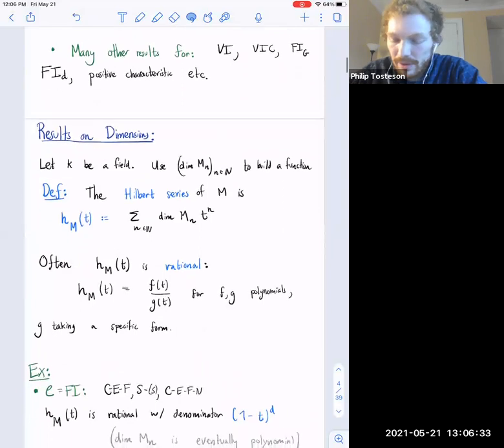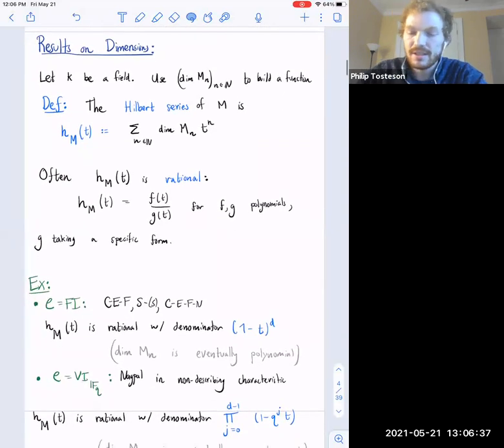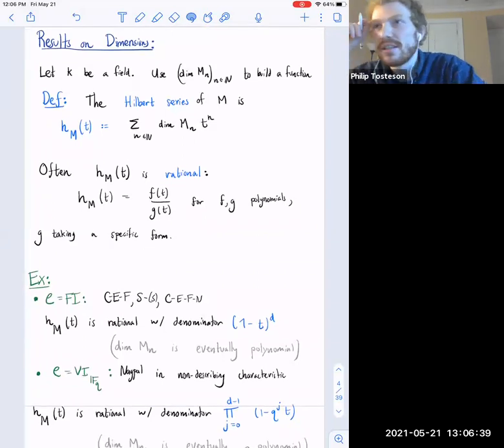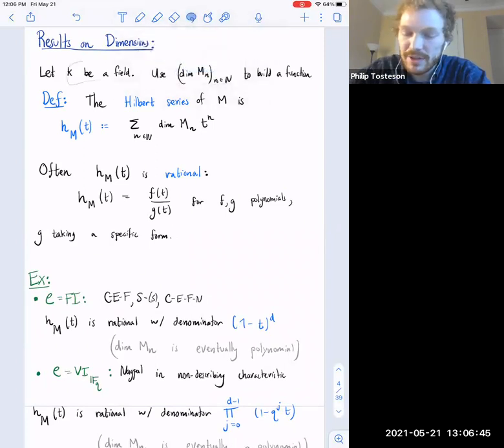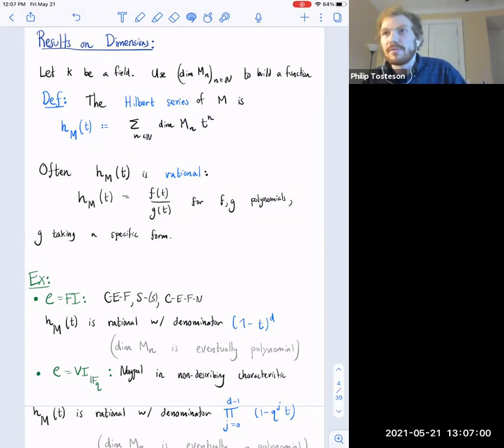But I really want to focus on a specific class of results, which are results on dimensions. The simplest invariant of the sequence of representations is its sequence of dimensions. To talk about this, I need to assume that K is a field. Then we can package the sequence dim Mn into a generating function called the Hilbert series, where I sum over all natural numbers n of dim Mn times t to the n, where t is a formal variable.